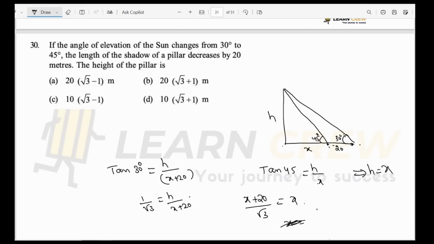So what am I going to get here? x into root 3 minus 1 is equal to 20. Am I correct or not? So I will get x is equal to 20 by root 3 minus 1. If I do rationalization, multiplying by root 3 plus 1, root 3 minus 1 into root 3 plus 1 is 3 minus 1, which is 2. So you will get 10 into root 3 plus 1. So option D is the answer.